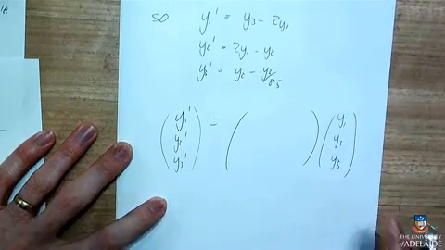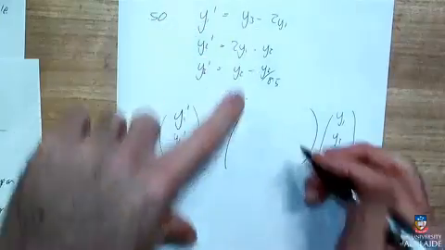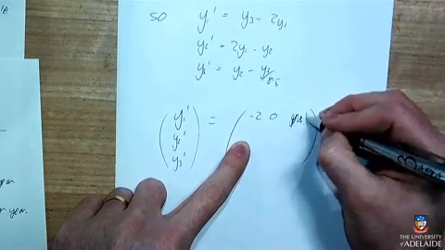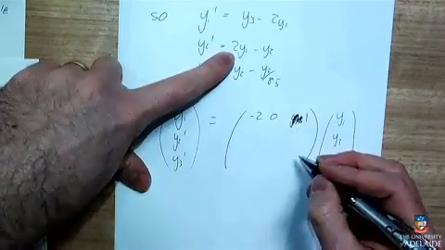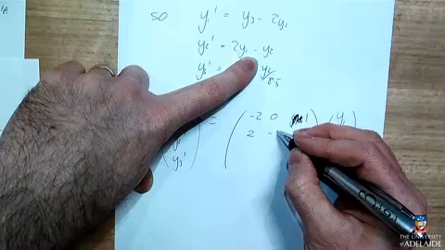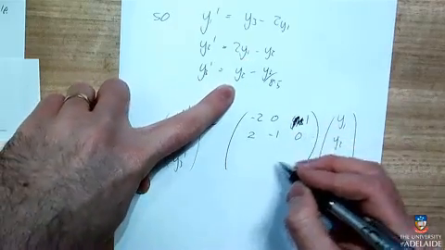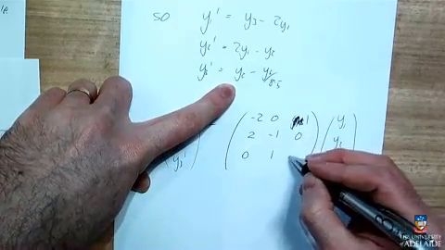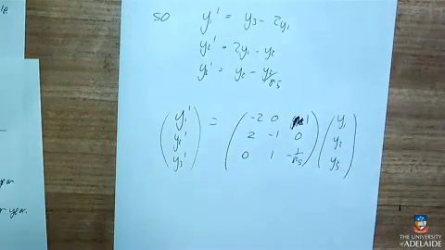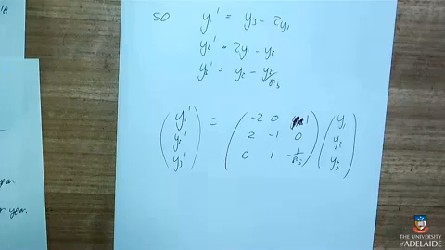We can do that bit, and I can do this. So minus 2y1, no y2s, and 1 y3. Then 2y1s, minus 1 y2s, and no y3s. And no y1s and 1 y2s, and minus 1 on 8.5 of y3. And now we have this wonderful matrix, and we can do the things.